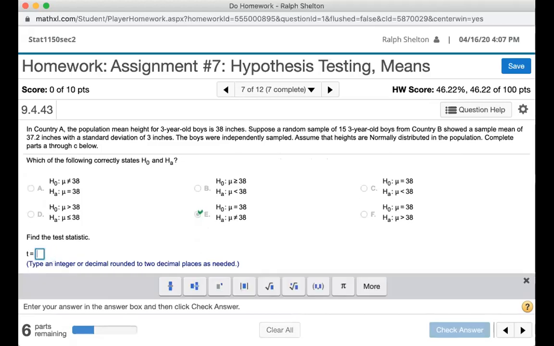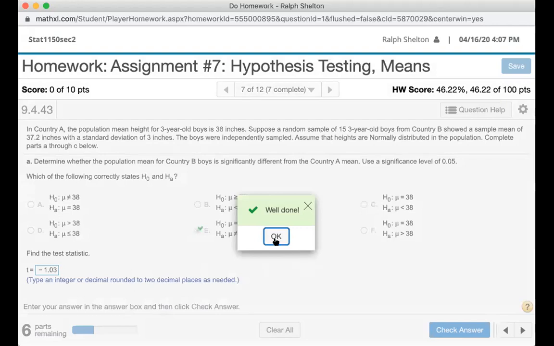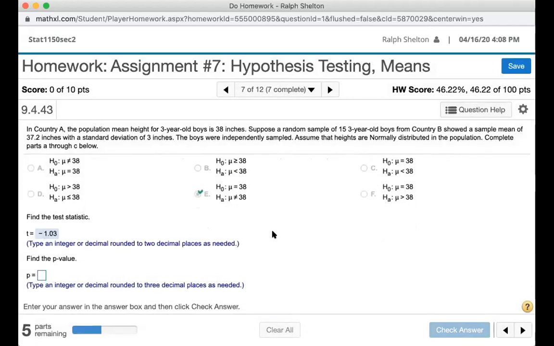The t that I get is minus 1 point, and it wants 2 decimal places, so that'd be minus 1.03. Okay. Mine was wrong too, but I just forgot my negative. Oh, okay. Yeah. All right.